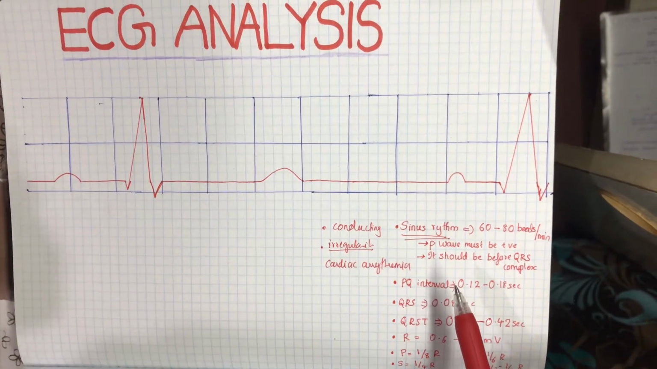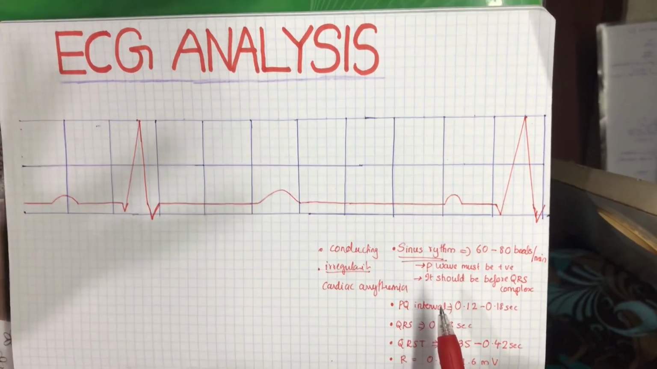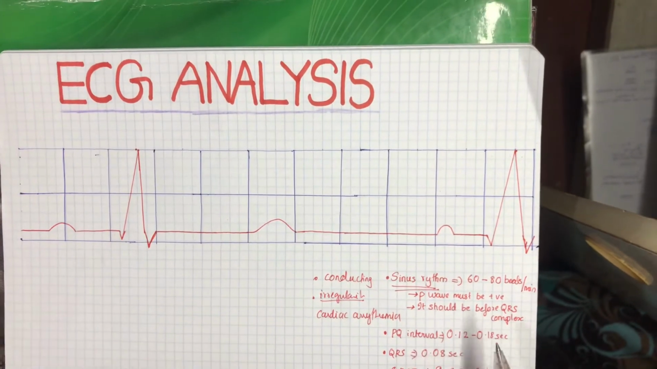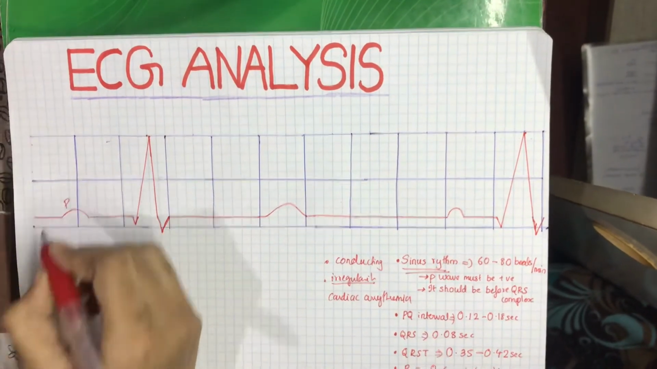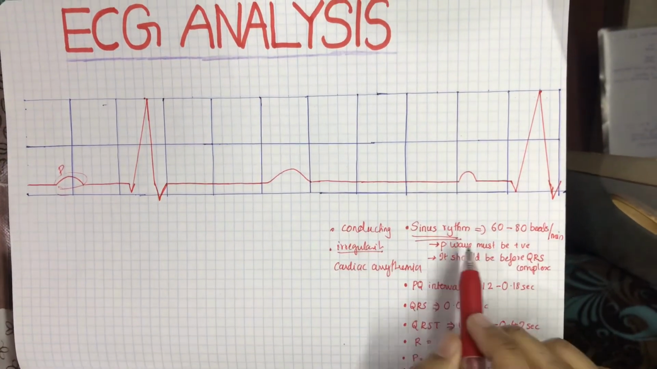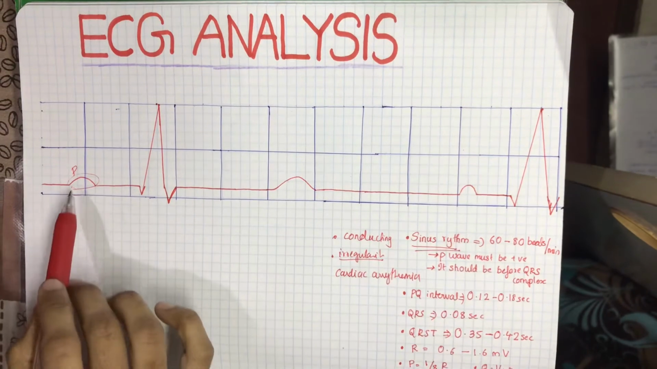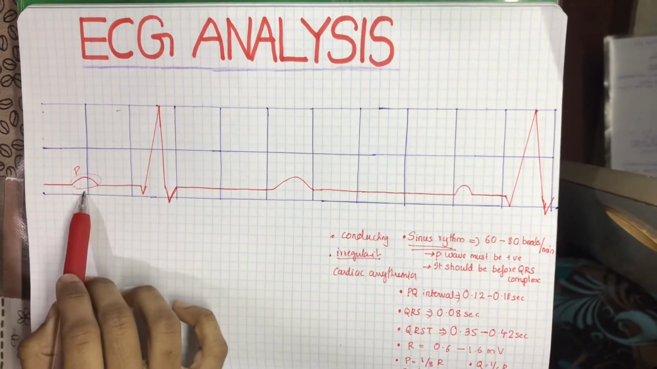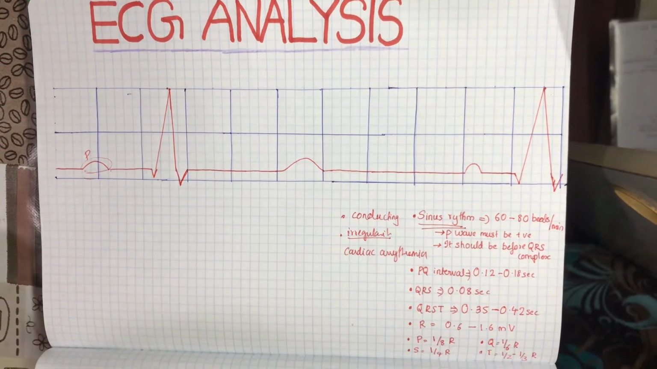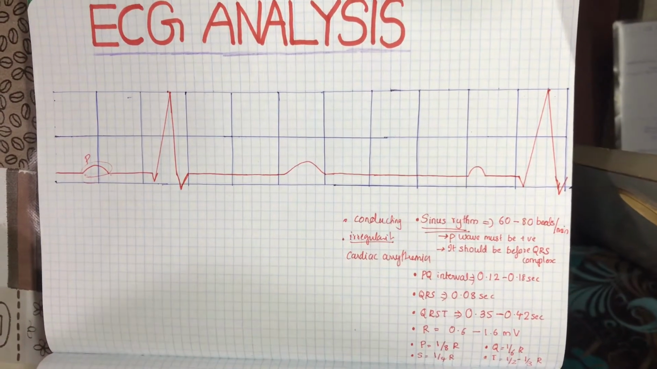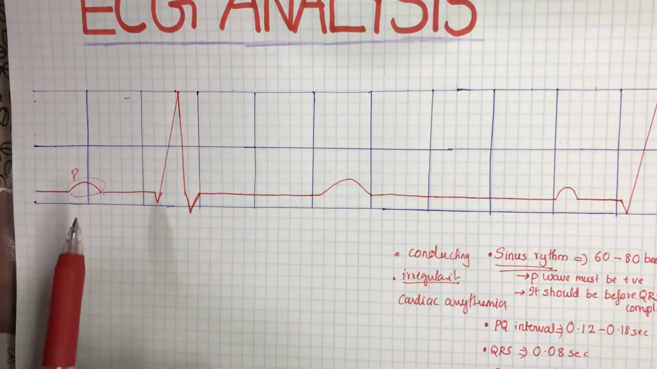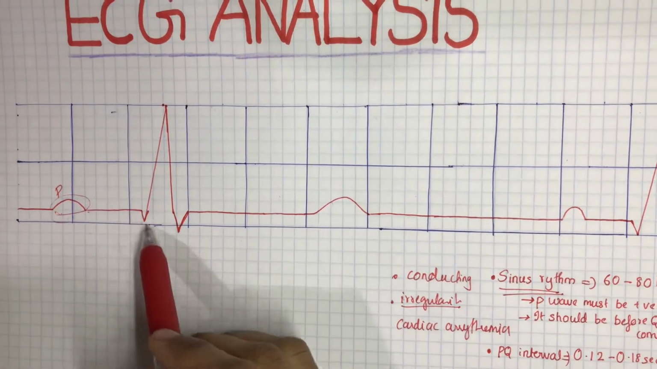If the sinoatrial node is working, then it will create the atrial systole, and if the atrium is getting depolarized, then it means the P wave is formed. So the first condition for sinus rhythm is the presence of a P wave, and this P wave has to be positive, as usual. If it is negative, then it is not sinus rhythm. And one more thing, this P wave has to be present before the QRS complex.